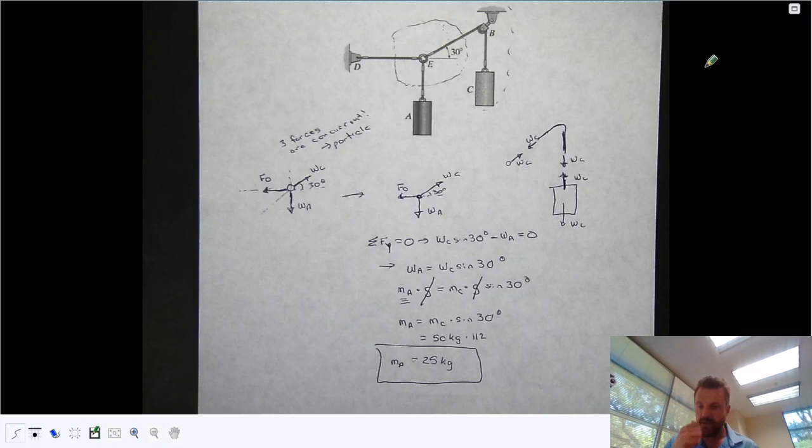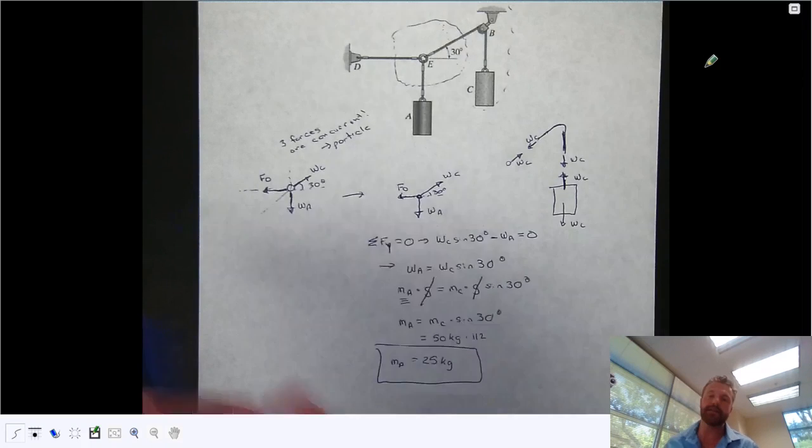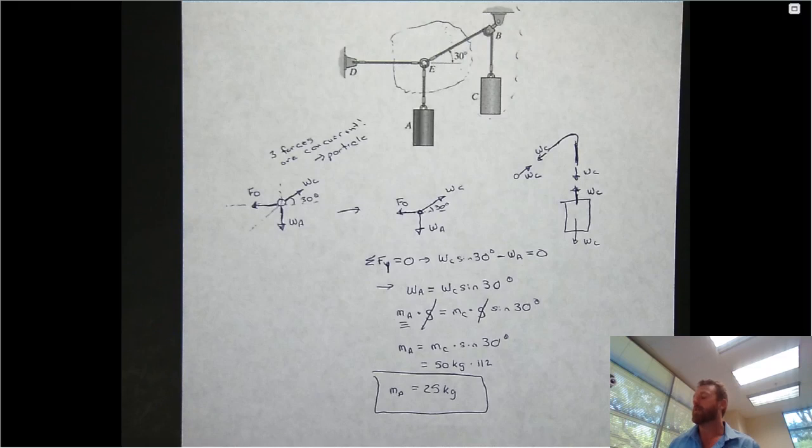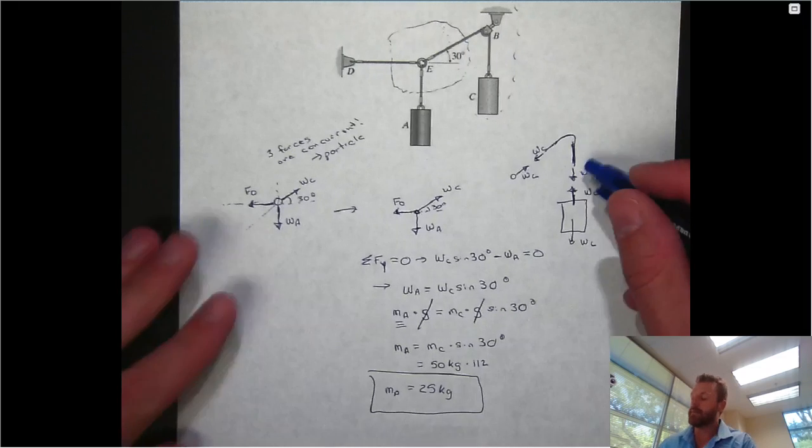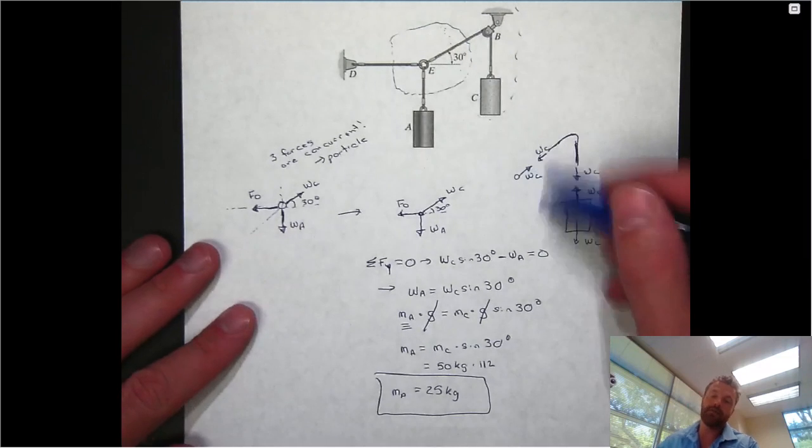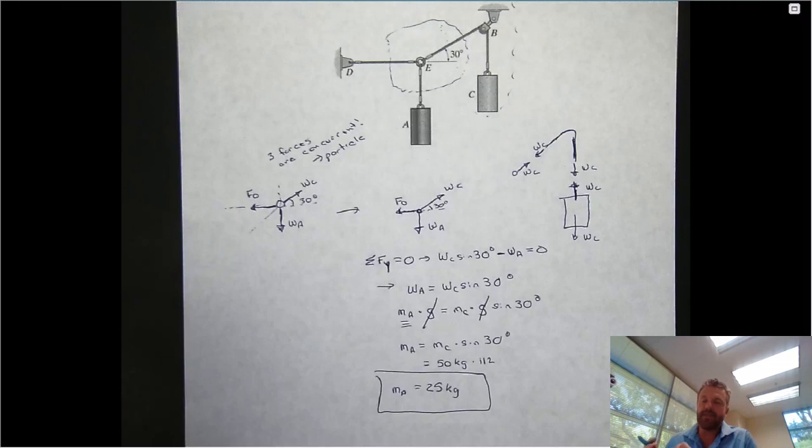So hopefully that was helpful. Pretty simple problem, but it emphasizes one of the key points of chapter 3: that when you have a cable pulley system, the tension throughout the cable is constant. And that, as I mentioned in the video, just means that the cable doesn't shred or rip apart.